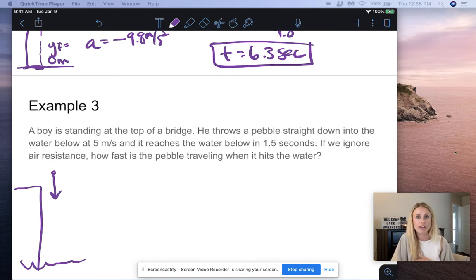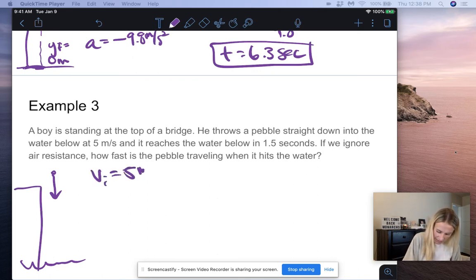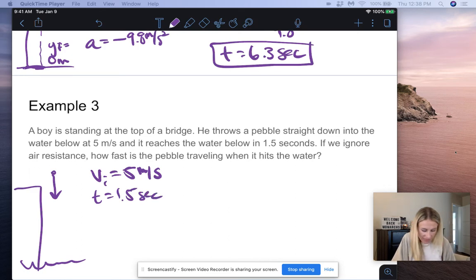All right, so you have to be really careful and really listen to what the problem is saying. He's not throwing it up into the air, he's throwing it straight down into the water below. So I'm going to call down positive. Something different, why not? So my initial velocity is a positive 5 meters per second, and it reaches the water below in 1.5 seconds, so that's a time of 1.5 seconds. And then also we want to know how fast it's traveling when it reaches the water below.